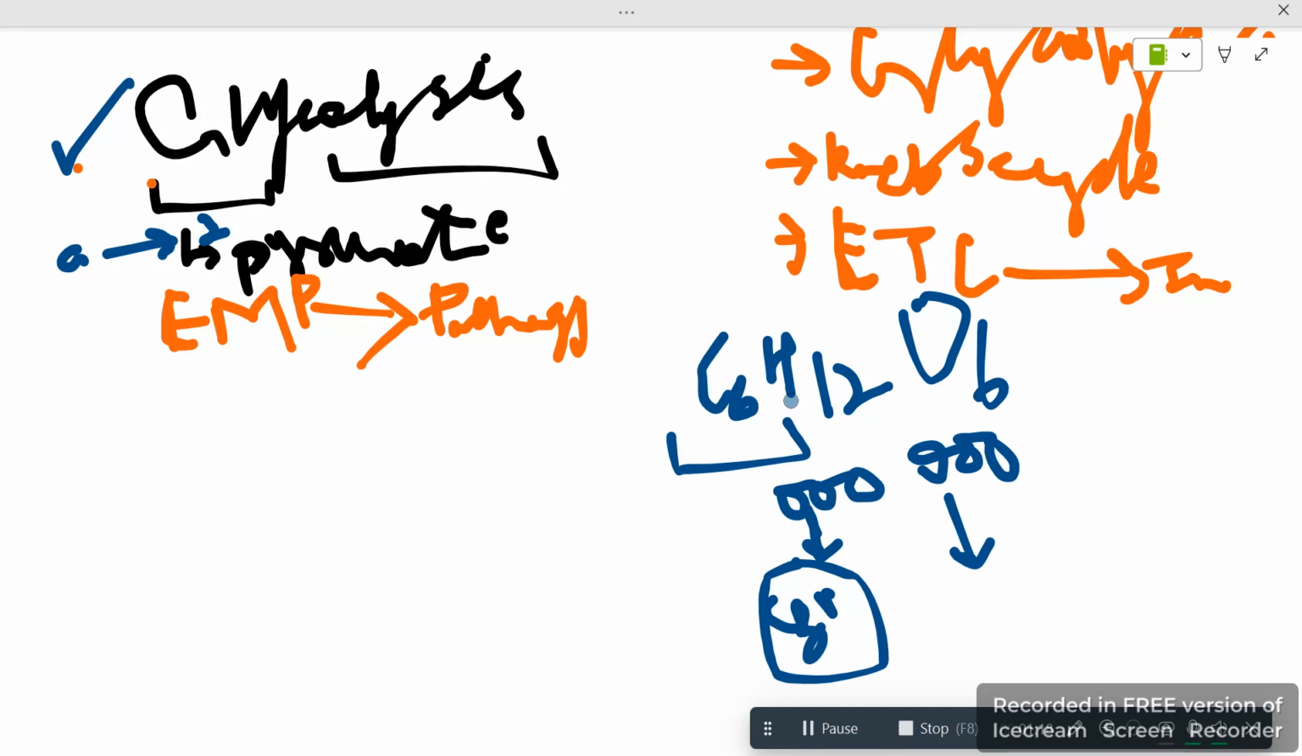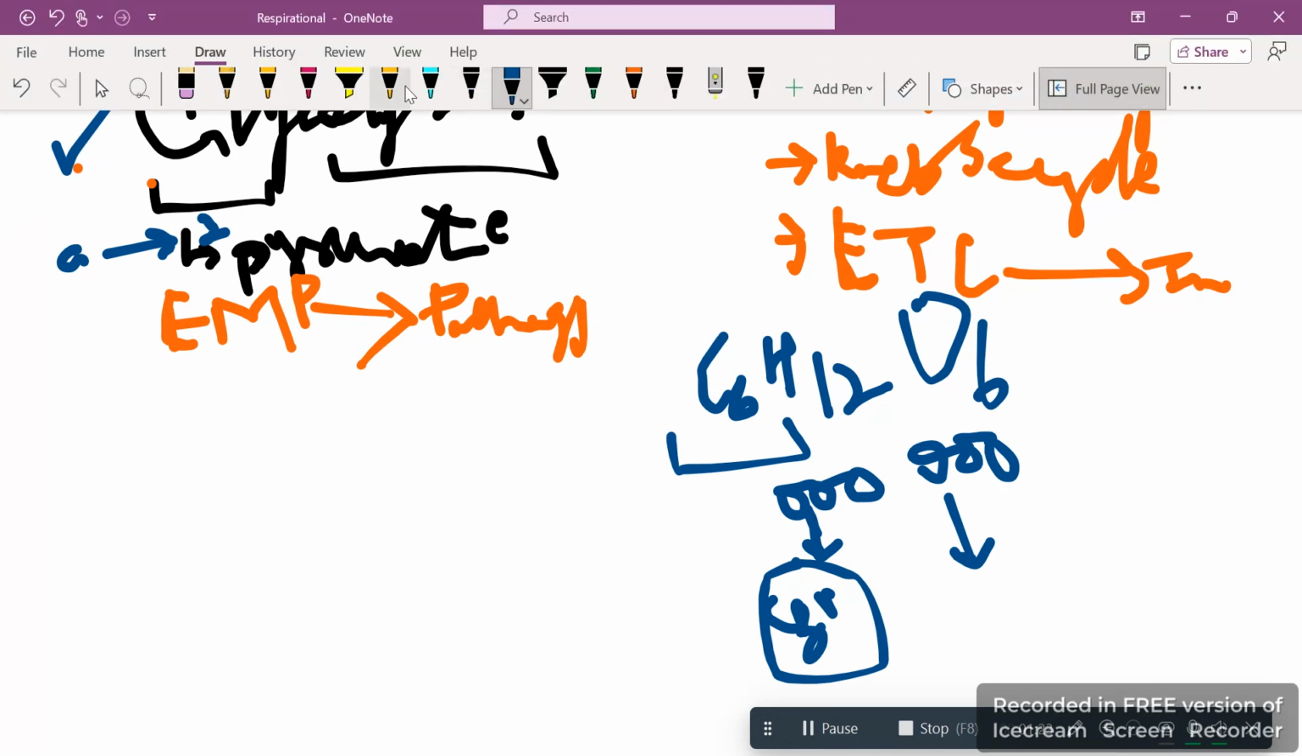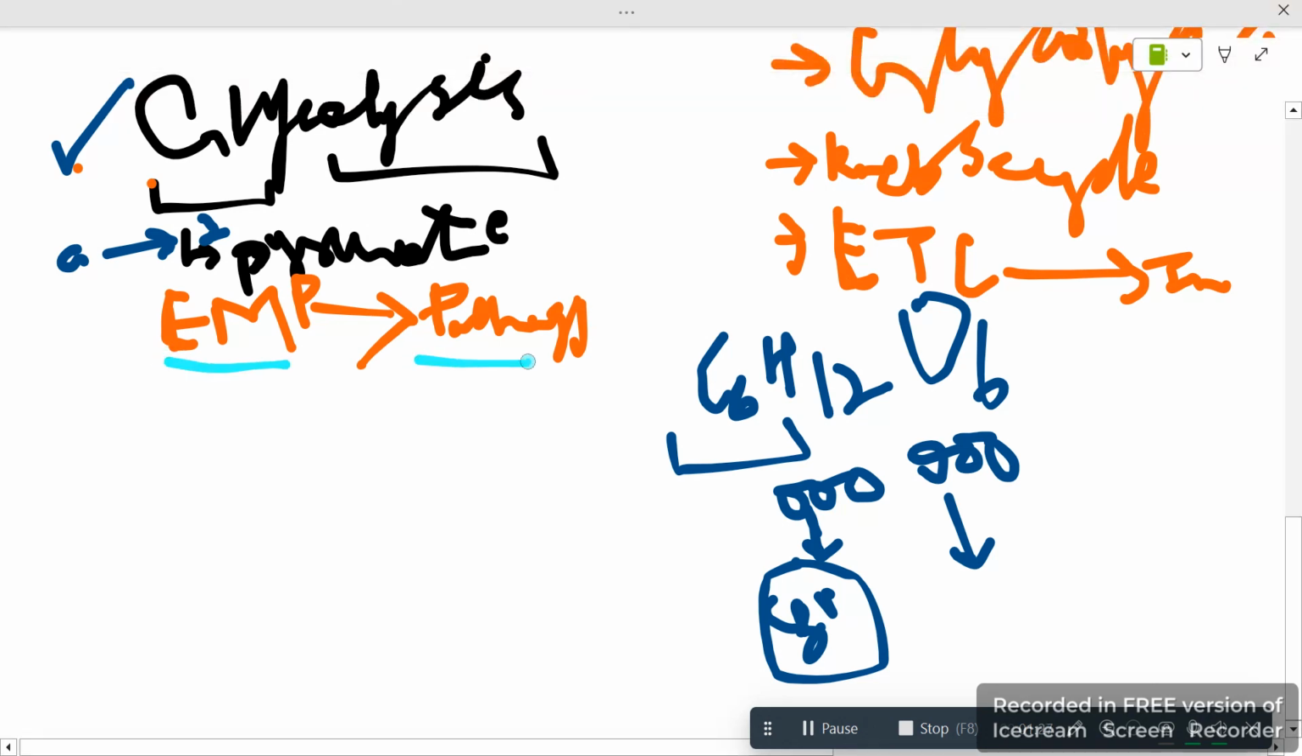Then it is also known as the EMP pathway. How? Because the EMP pathway is nothing special. It is simply named after the three scientists who introduced this glycolysis pathway. They were working together and discovered it; they were three German scientists named Embden, Meyerhof and Parnas. So that's why this pathway is known by this name.